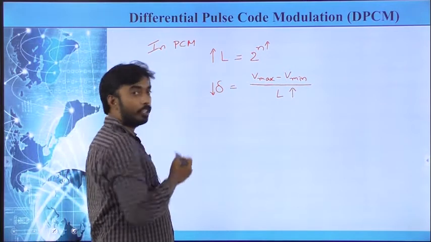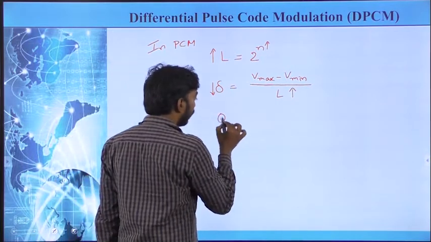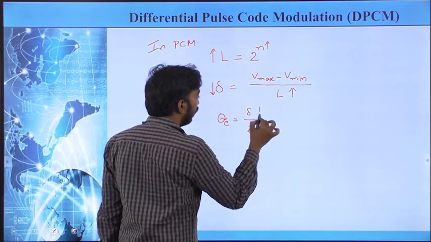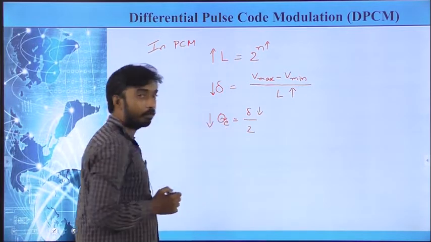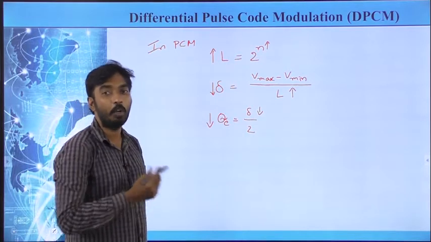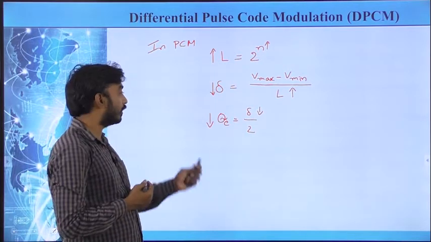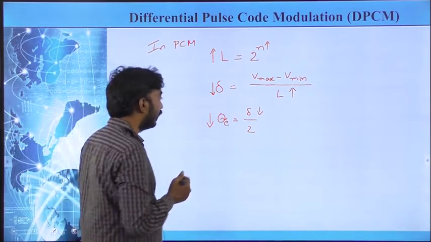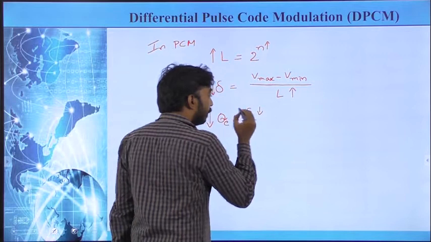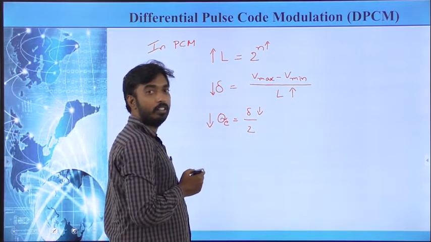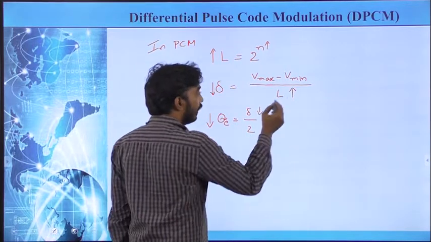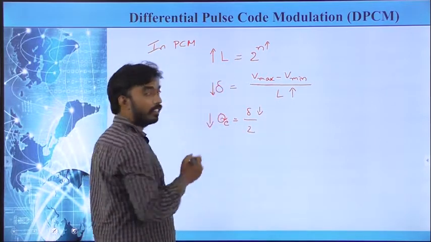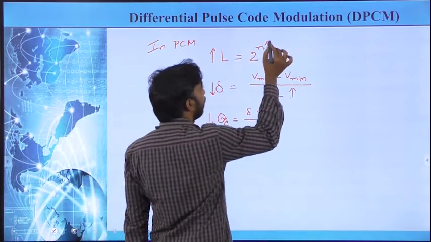If the step size reduces, the quantization error reduces, such that the system is more effective. If the errors are less, the system is more effective. But if I reduce the step size, I have to increase the number of levels. When I increase the number of levels, the number of bits increases.